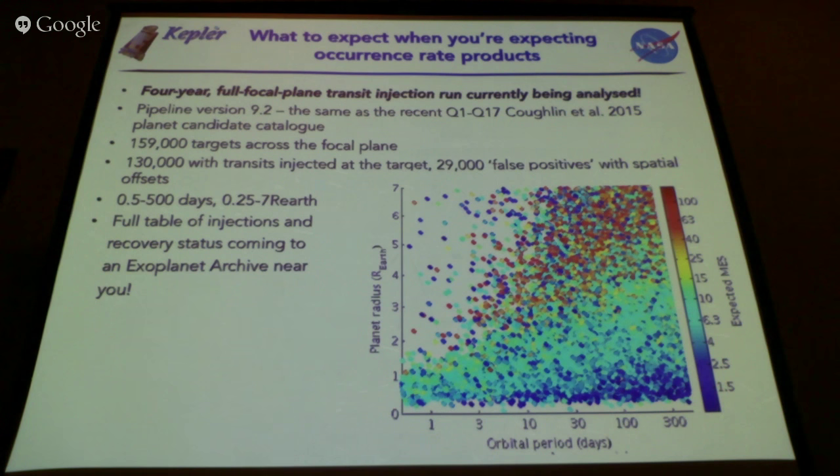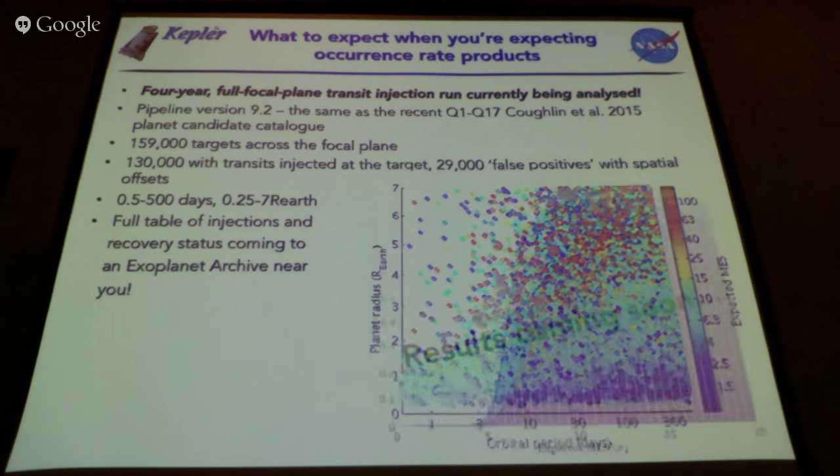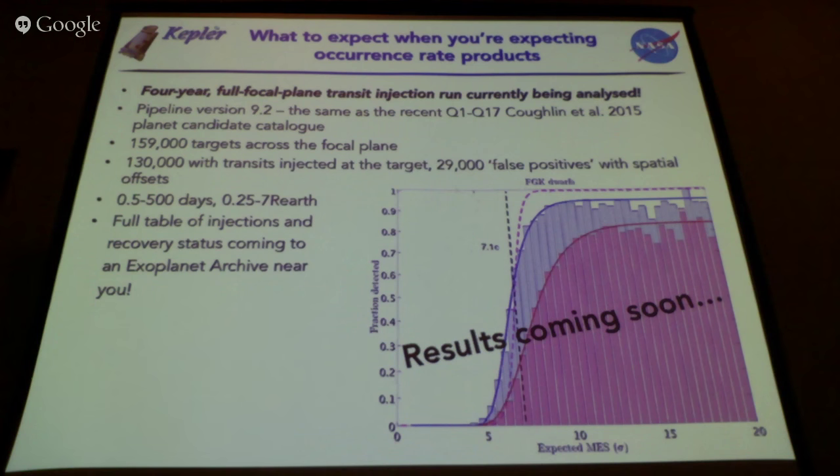So the question is, how well would we do? Well, fortunately, I can't quite tell you yet. I'll give you a teaser, which is to say that in some areas of parameter space, the 9.2 version of the pipeline is doing better. In some areas, not. John's giving a talk tomorrow. He's going to talk a little bit more about why that might be.